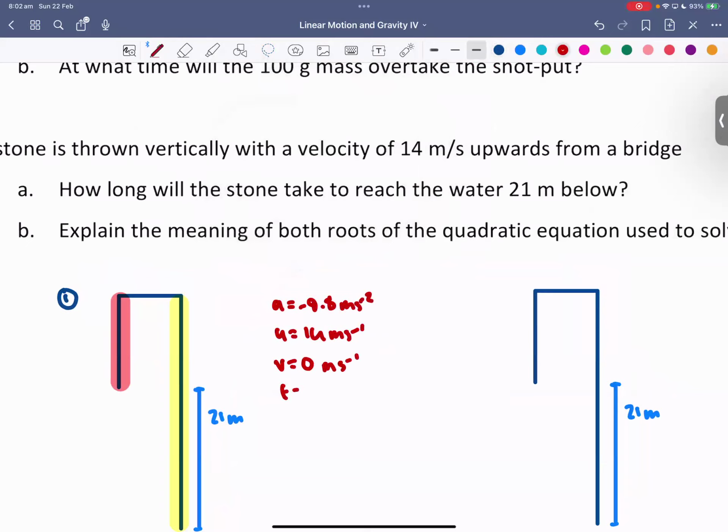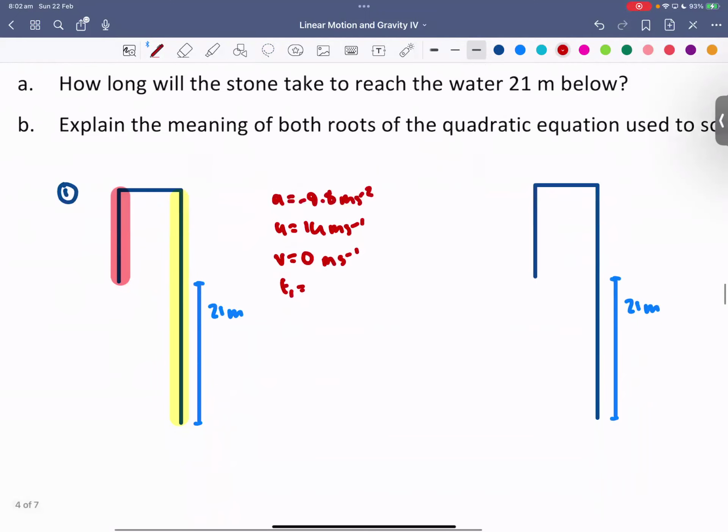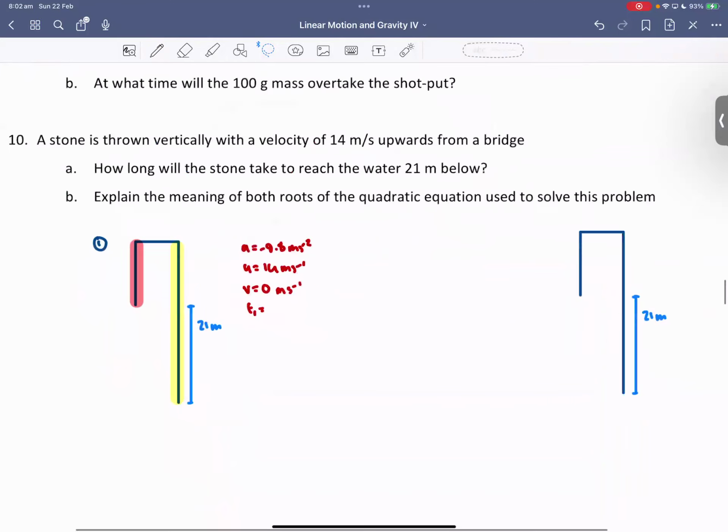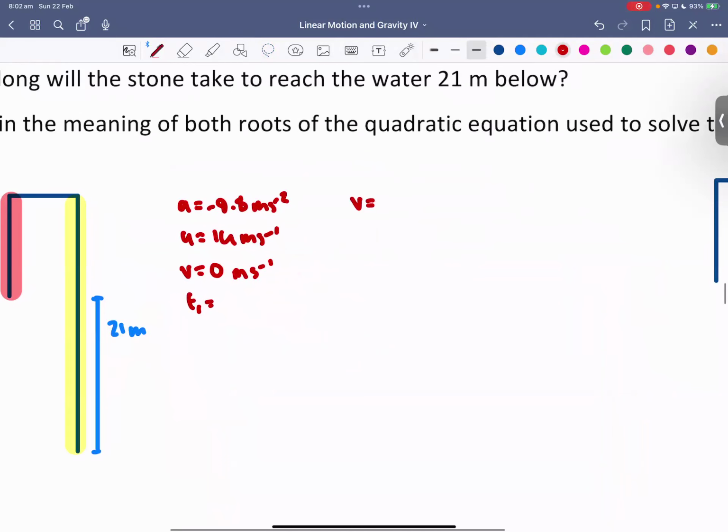And I want to work out what T is. I'll call it T1. Happy for me to call it T1? Alrighty. Which formula has got all those in it? V equals U plus AT. V is 0. U is 14. A is minus 9.8. T1, don't know.